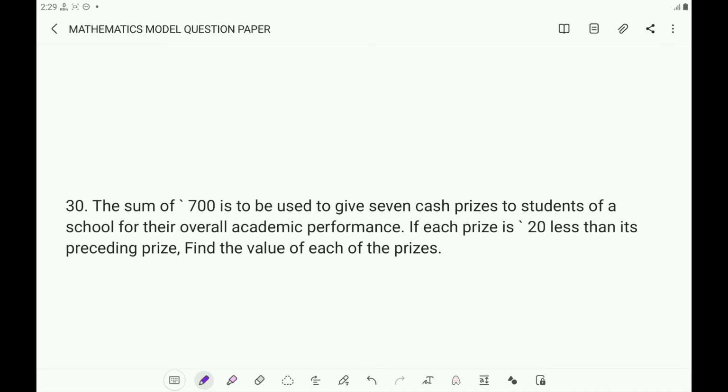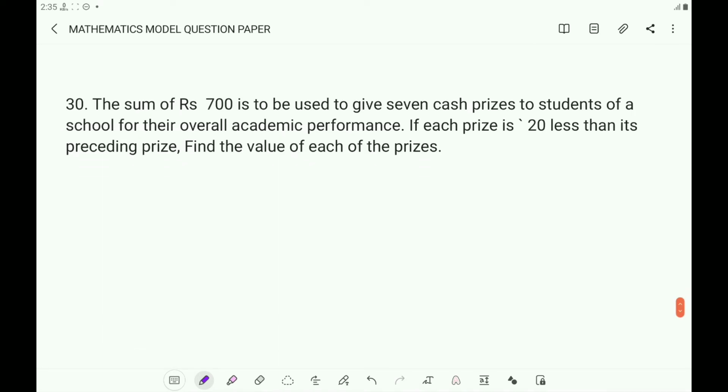Question number 30. What is that question? The sum of rupees 700 is to be used to give 7 cash prizes to students of a school for their overall academic performance. If each prize is 20 rupees less than its preceding prize, find the value of each of the prizes. So here, what is the total amount? 700 rupees is there. That is to be distributed as 7 cash prizes, and each prize is 20 less.